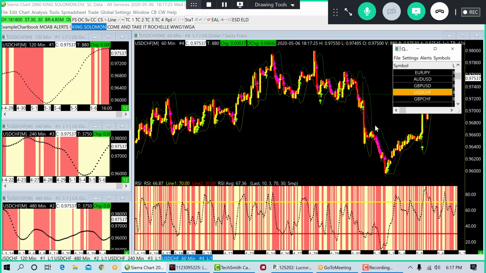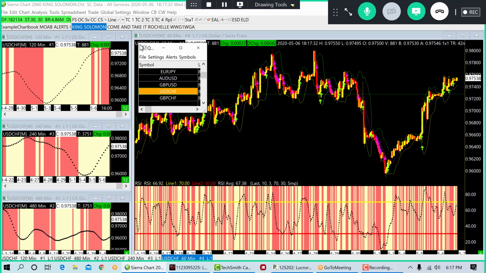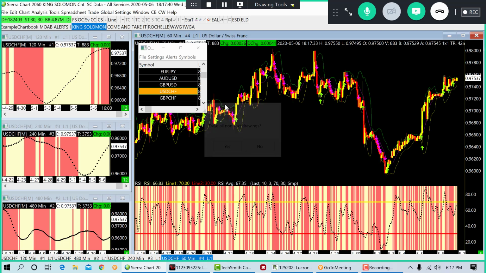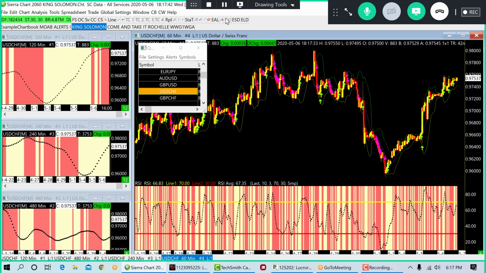The US dollar versus the Swiss franc. Let me move our quote board over. Okay, so we put our line up where we're at here.